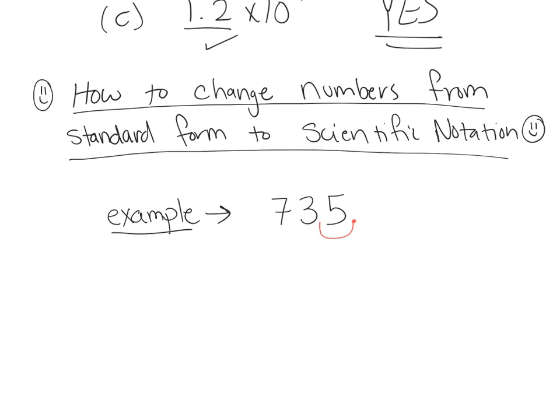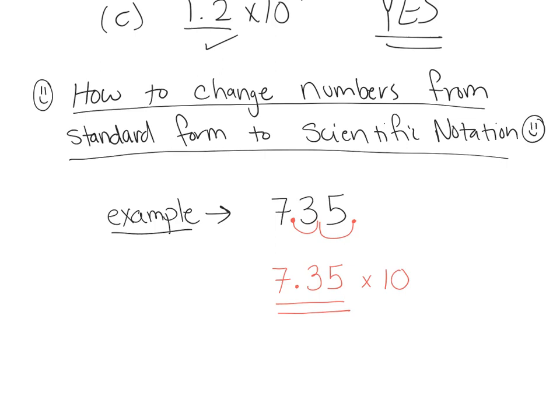But what if I put the decimal here? Then it will be 0.735, and 0.735 is less than 1, so we don't want that. So we are going to leave the decimal here. Okay, so when I move the decimal here, the new number will be 7.35. Okay, and this number is greater than 1 and less than 10. Very good. But there should also be times 10 to the power.